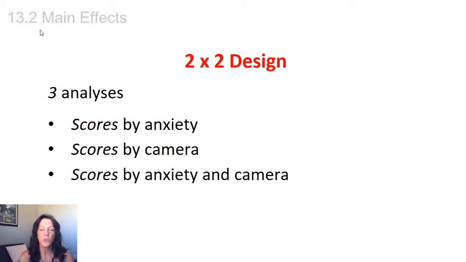We can look at the scores as they differ by anxiety level. We can look at the scores as they differ by camera. In other words, did the camera have an impact on the scores? And the first one would be, did anxiety have an impact on the scores? But there's another thing that we can do with a 2x2 design, and that's look at the scores by anxiety and camera together. We're going to talk more about that in the next video. In this video, we're going to talk about the main effects of anxiety and camera.